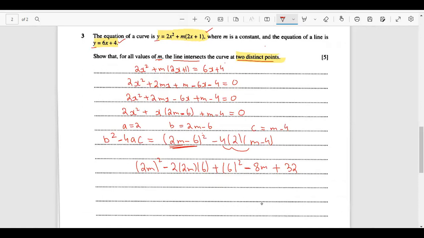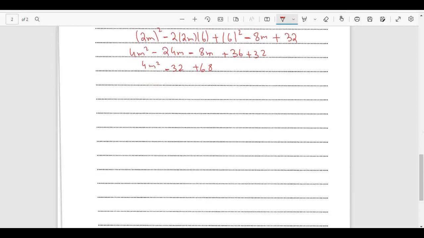Okay, this would become 4m squared, then minus 4 into 6 would give me 24m minus 8m plus 36 and then plus 32, and it would give me 4m squared minus 32m plus 68. Okay, this is going to be my equation.